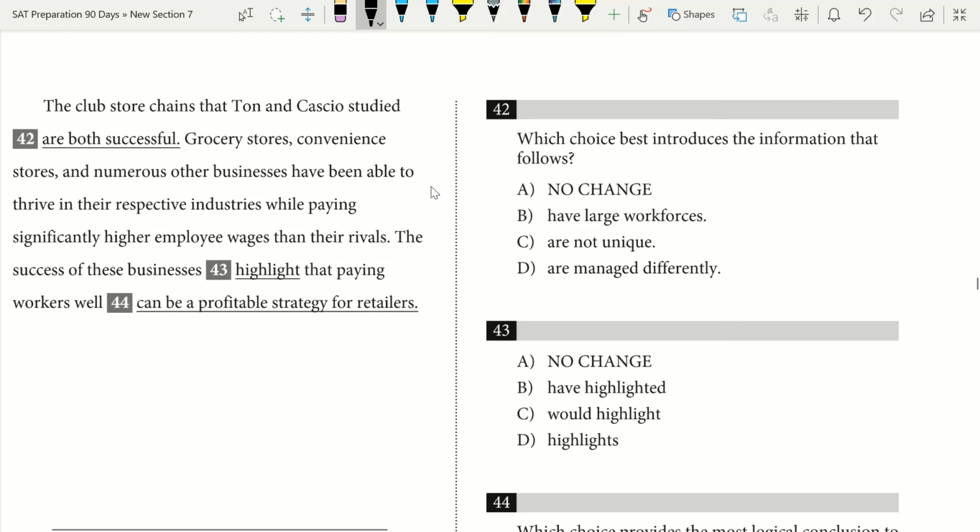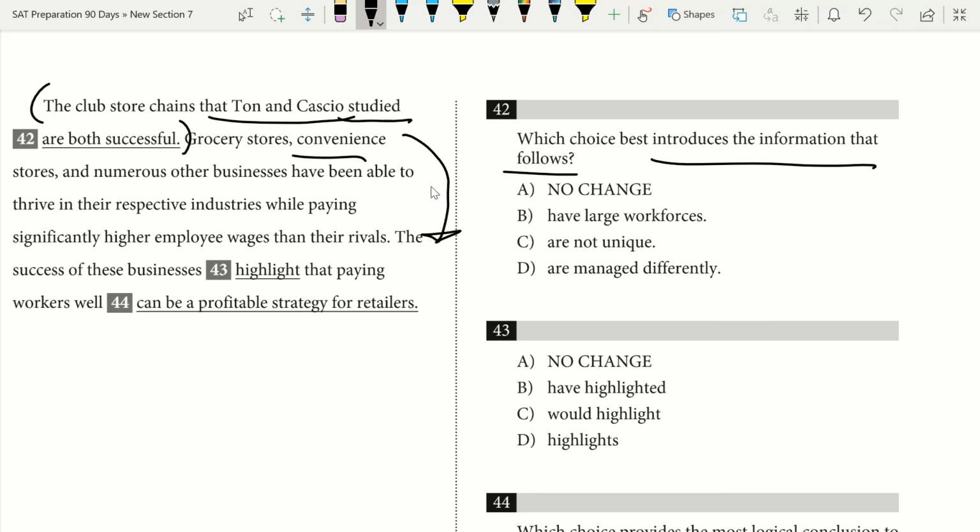All right, the club store chains that Tom and Cascio studied are both successful. Okay, in this case, anytime I have anything in my first sentence in a paragraph, I'm usually looking at introducing what's to follow or connecting to the previous paragraph. In this case, it's about what's to follow, so I can't answer it till I know what comes after. So I see grocery stores, convenience stores, and numerous other businesses have been able to thrive in their respective industries while paying significantly higher employee wages than their rivals. All right, so that's really talking about how those club stores that Tom and Cascio studied, they're not unique, right? This is applicable across industries. We're not talking about workforces here being large.